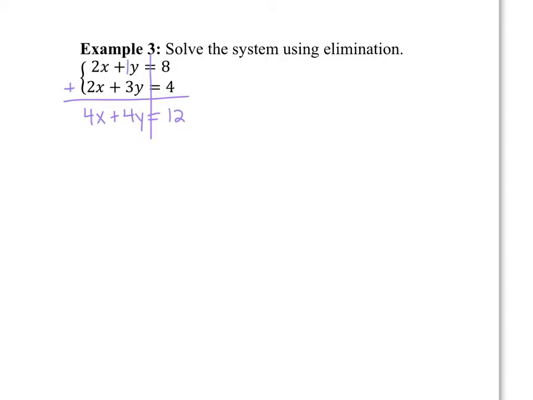Wait a minute, nothing eliminated. When we added those two equations together, nothing went away. We still have an x term, we still have a y term. So all we have right here is a third equation with the same two variables. Well, that's not very helpful.